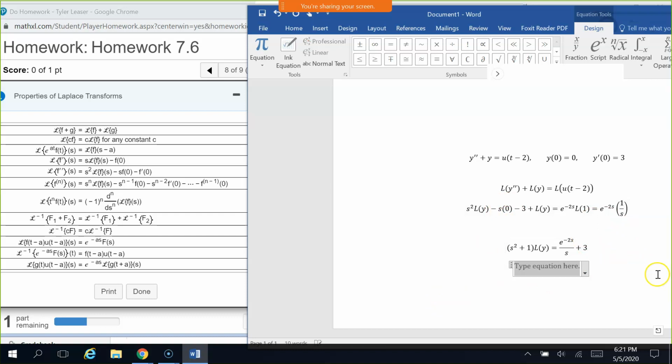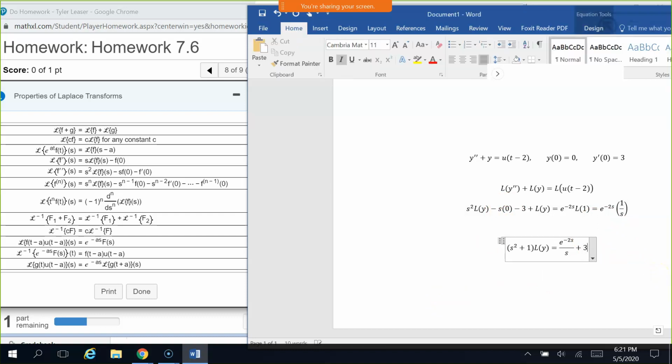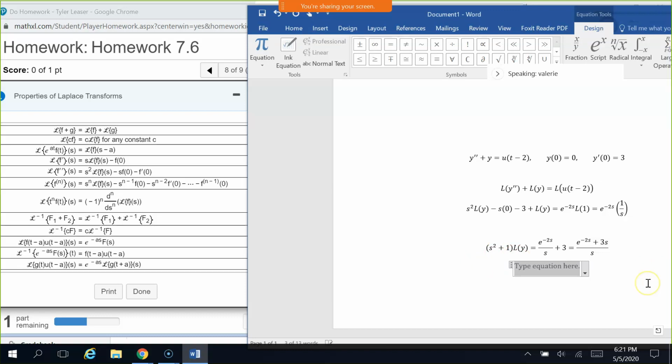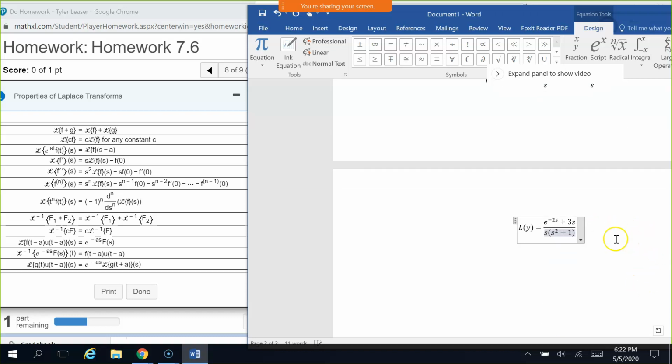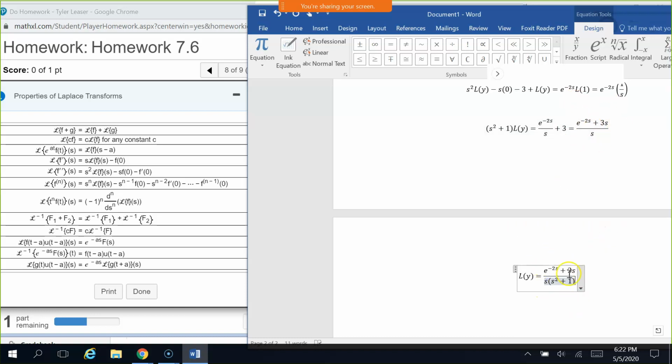All right, combining these terms together. You have to get like terms, and it's not hard. They would combine together to be that, right? Just multiplying the 3 top and bottom by that s. Okay, and now we can divide over by that s squared plus 1. So we're here. The Laplace transform is what it was already on the right-hand side, and now we're dividing by the s squared plus 1.